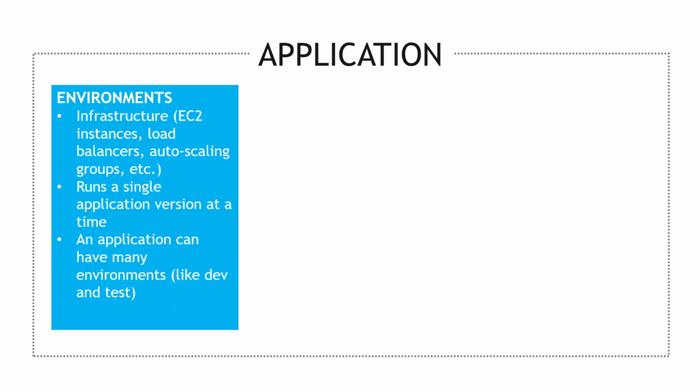All right, so we have an application, and usually you think of this as your code, but in Elastic Beanstalk, this is really just a logical collection of stuff that will eventually create a running application. You can kind of think of it like a folder. It's a way to organize things. Inside the application, you have an environment. This is your infrastructure, your EC2 instances, load balancers, auto-scaling groups, that kind of stuff. An environment runs a single application version at a time, and an application can have many environments. So you might have one for dev and one that's a slightly different configuration for test.